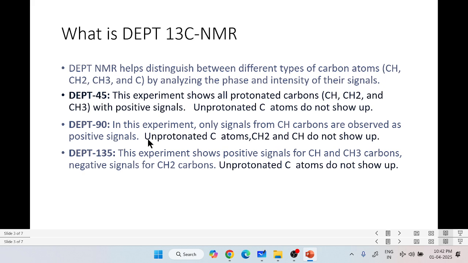In DEPT-90, only signals from the CH carbon are observed as positive up signals. When I say positive signal, it means signals pointing in the up direction. Unprotonated C atoms, CH2 and CH3 do not show up in this DEPT-90. And DEPT-135 shows positive signals for CH and CH3 carbons as well, but it shows a negative down signal, in the downward pointing direction, for the CH2 carbons. Unprotonated C atoms once again do not show up here also.